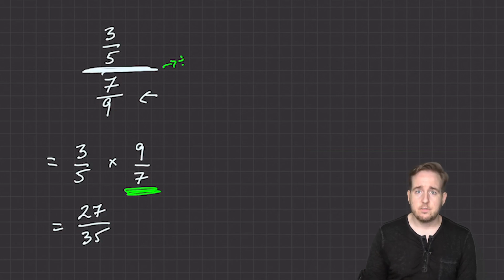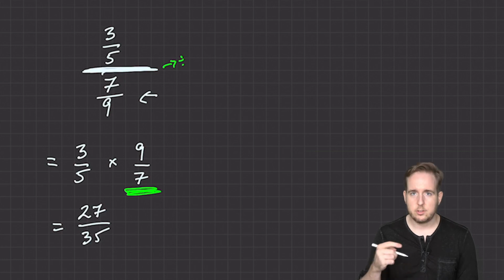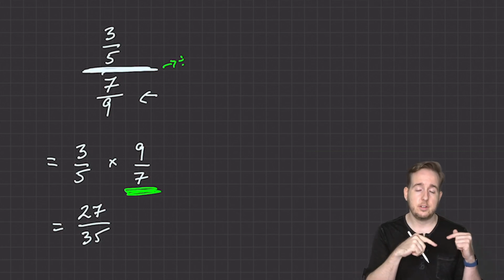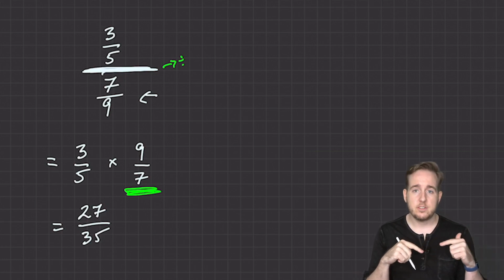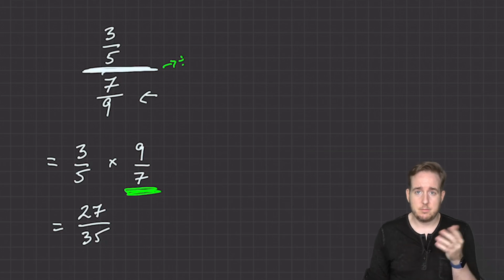Other than that, you'll find multiplying fractions, dividing fractions is the easiest thing in the world, because you take the divide sign, you can flip and turn it into a times sign. And once you have the times sign, it's just top times top, bottom times bottom. And so it's really, really, really easy.